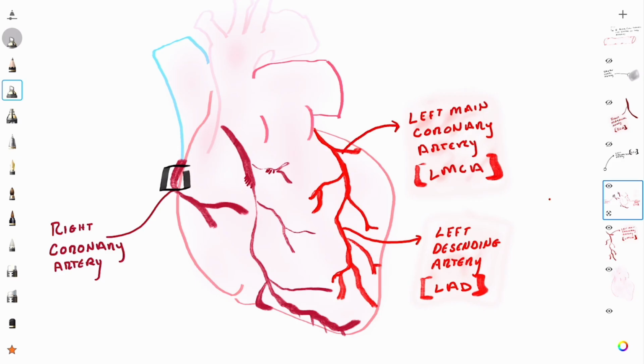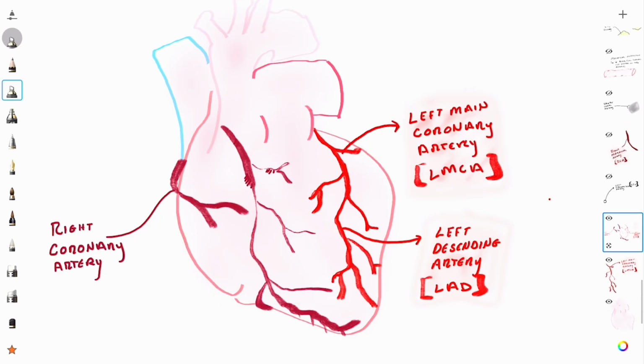But just kind of notice that these arteries cover the entire circumference of the heart, and they even move behind the heart. And since my drawing skills are not that good, I'm not going to even attempt to draw the arteries that are going around the heart. But just understand that the heart is completely encompassed by these coronary arteries, right?